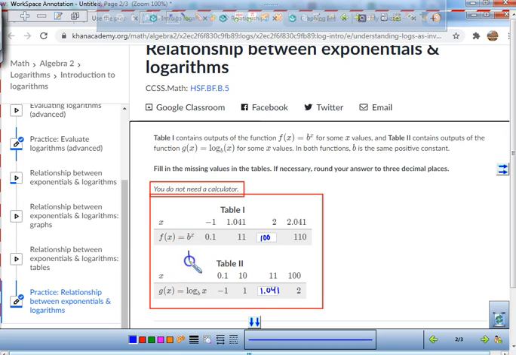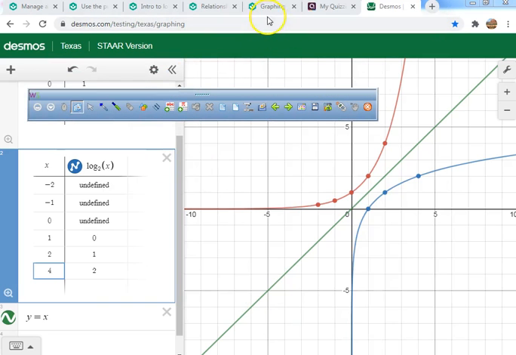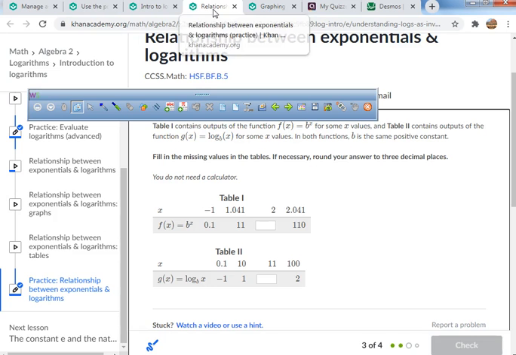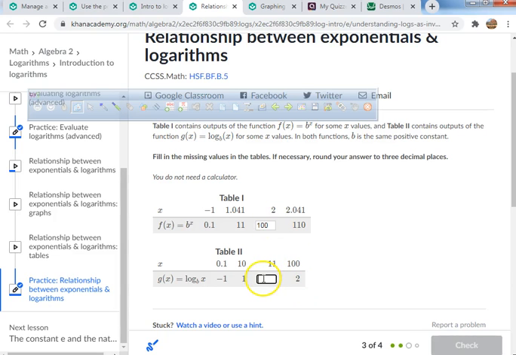and this logarithm, these right here, they're what's known as inverses of each other. So if you know that they're inverses, it makes this problem really easy. So I'm just going to go over here. Yeah, relationship between exponents and logarithms. So I'm going to type in 100. Because if this is 100 and a 2, that's a 2 and 100. And then if this is 1.041 and 11, this is 11 and 1.041. That's all you got to do.